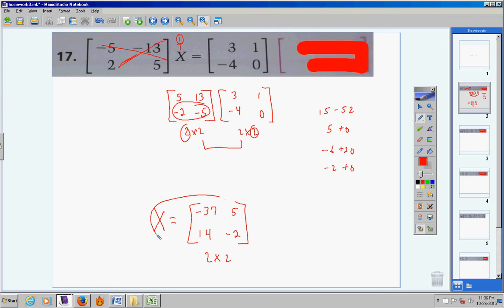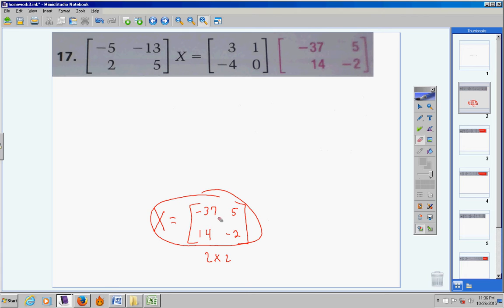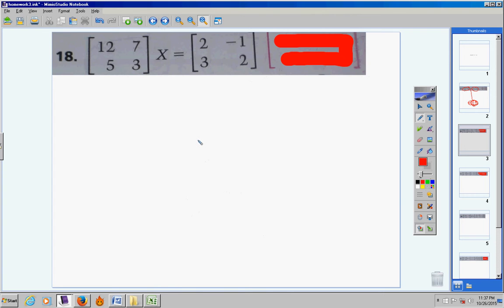We're finished. But on a test or a quiz, if you ever want to check it, take your answer right here and substitute this matrix in for x. So you take this matrix here times this matrix here, and you will get out this matrix here if you have the right answer. Okay? All right, moving on. Number 18.